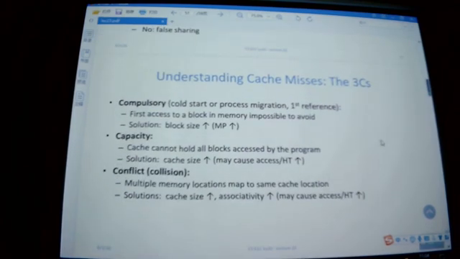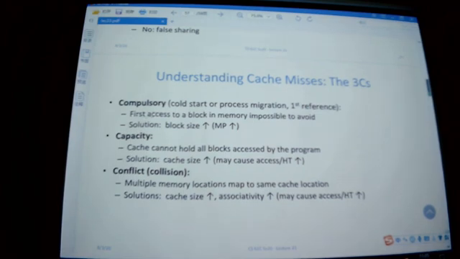Okay, we can see understanding cache misses on the 3 C's. The 3 C's are compulsory, capacity, and conflict. Conflict is a condition, and this is the problem.